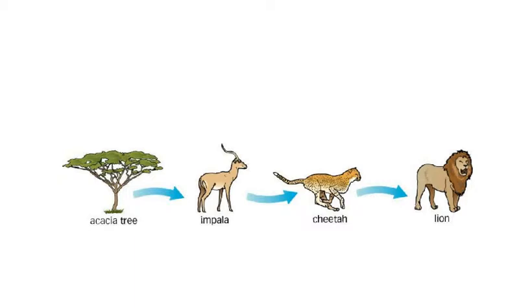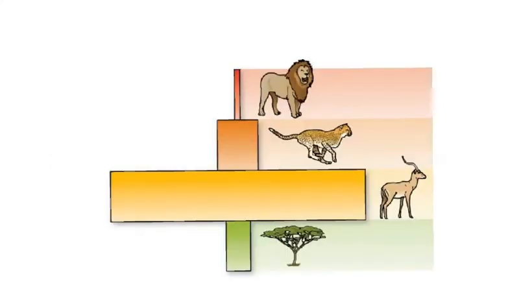But not all pyramids of numbers are pyramid shaped. Sometimes the pyramid has a strange shape. For example, there may be one very large producer that feeds a lot of smaller consumers. The food chain shown here is an example of this. The large tree can feed lots of impala, and so the pyramid of numbers would look like this.